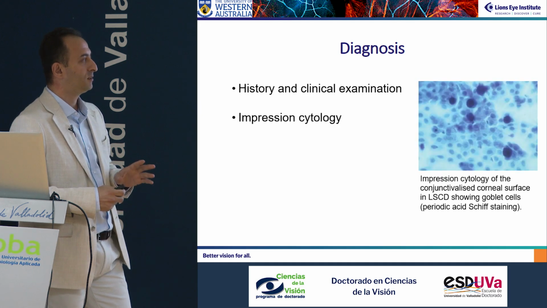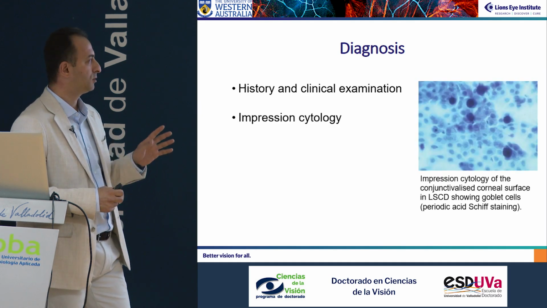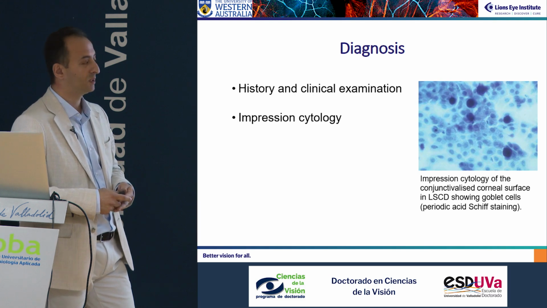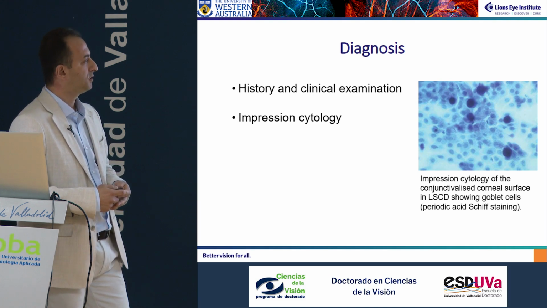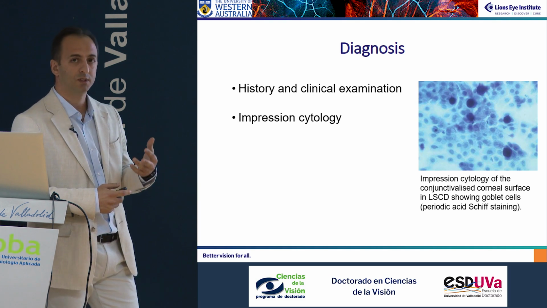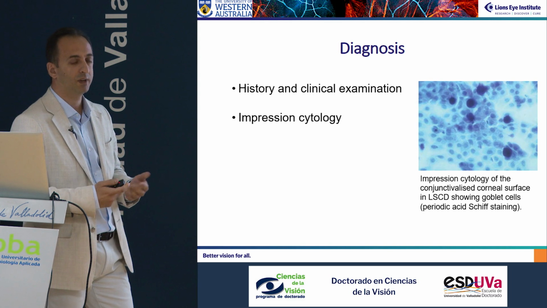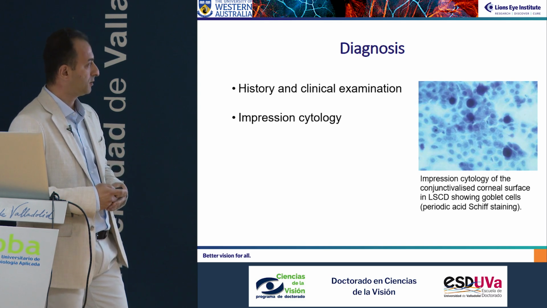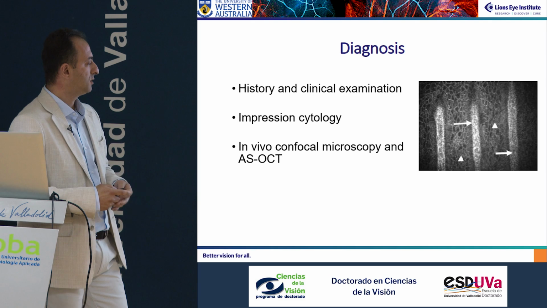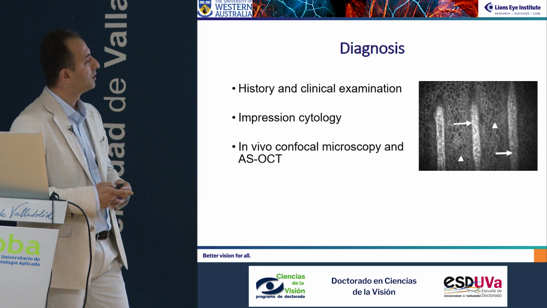If for any reason we are suspicious and we don't know if there is a limbal stem cell deficiency or not, we may use impression cytology, which is very helpful in diagnosing limbal stem cell deficiency. If we see the goblet cells on the cornea, this is a definition of limbal stem cell deficiency, and this is the most useful test in the clinic if we have any doubt about the diagnosis. We can also use in vivo confocal microscopy and anterior segment OCT, but they are not as specific and sensitive as impression cytology.